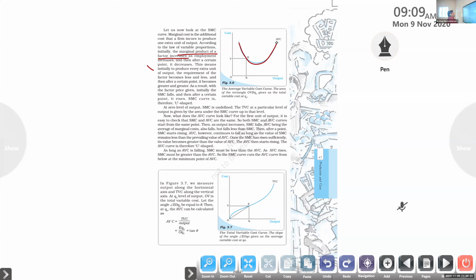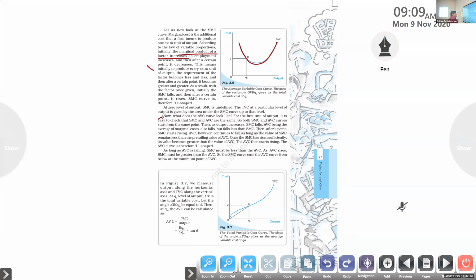At zero level of output, SMC is undefined. The TVC, I mean total variable cost, at a particular level of output is given by the area under the short run marginal cost curve up to that level. Now, what does the AVC curve look like? We want to discuss the AVC curve.